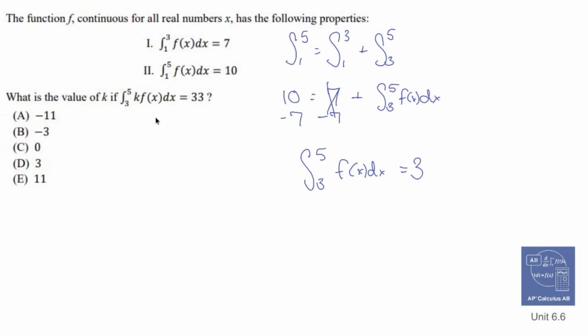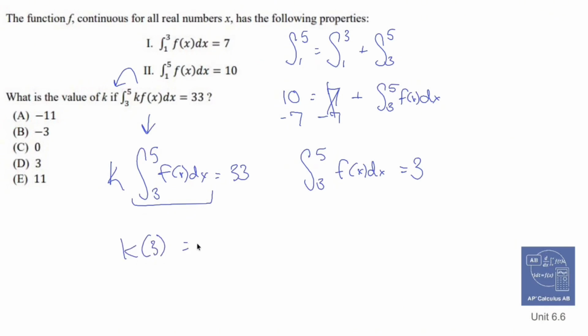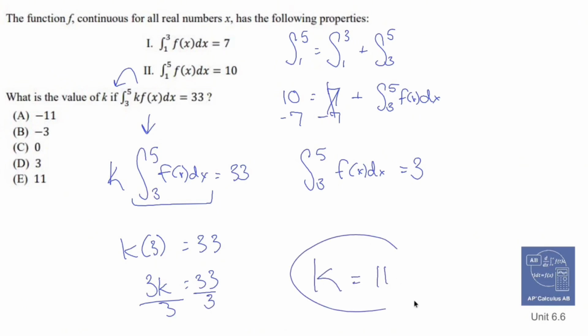All right? So if I wanted to, I could rip that k right out of there, because it's a coefficient, it doesn't affect the integral. k times the integral from 3 to 5 of f of x dx is 33. I just found out that this integral is 3. So k times 3 is 33, or 3k equals 33. Divide both sides by 3. k is going to be 11. So my answer is going to be E, baby.